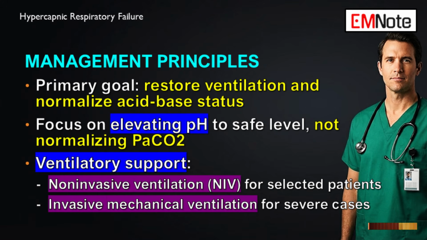What's the primary management goal here? The main goal is to restore a safe blood pH. We're usually targeting something above 7.25. So you might leave the CO2 a little high. We often do. It's called permissive hypercapnia. If you try to aggressively normalize the CO2 too quickly with a ventilator, you risk causing lung injury from the high pressures. What's our first-line tool for ventilatory support?